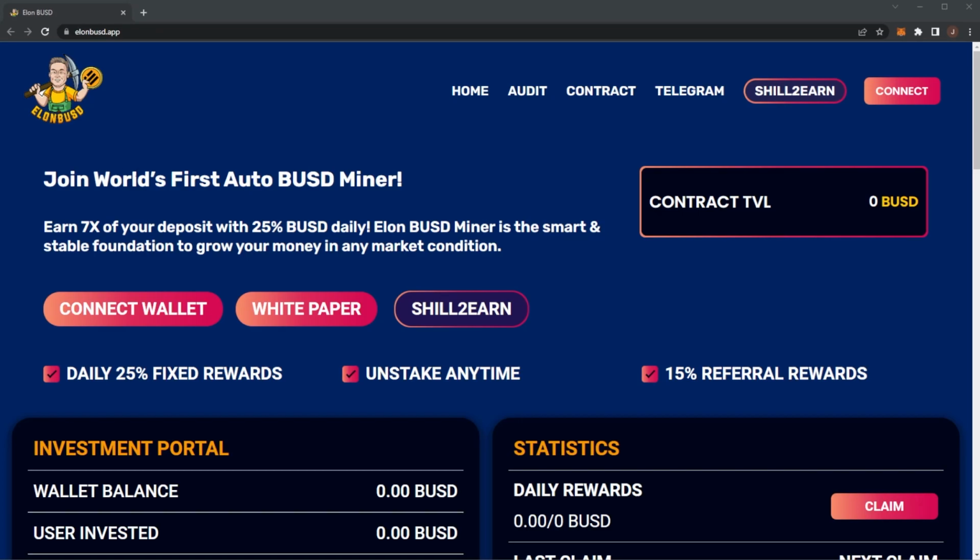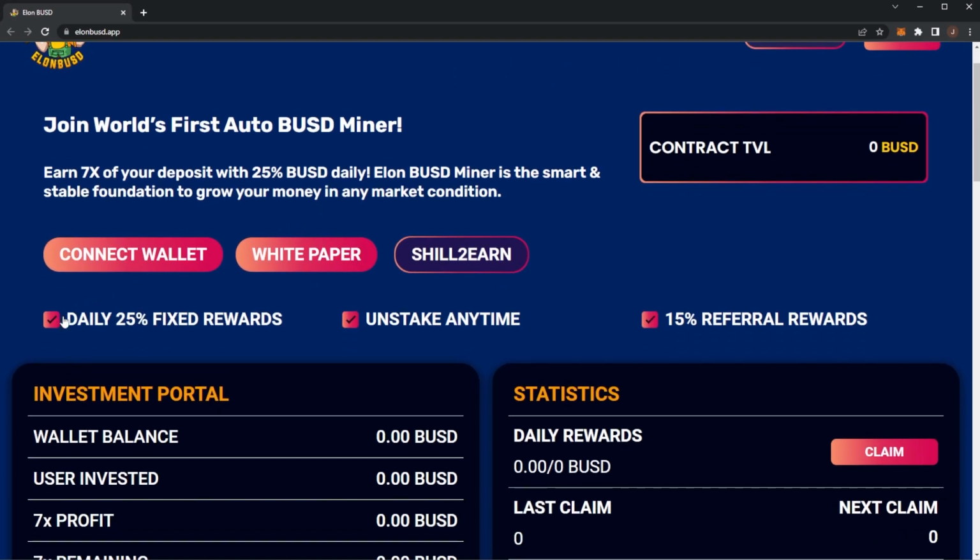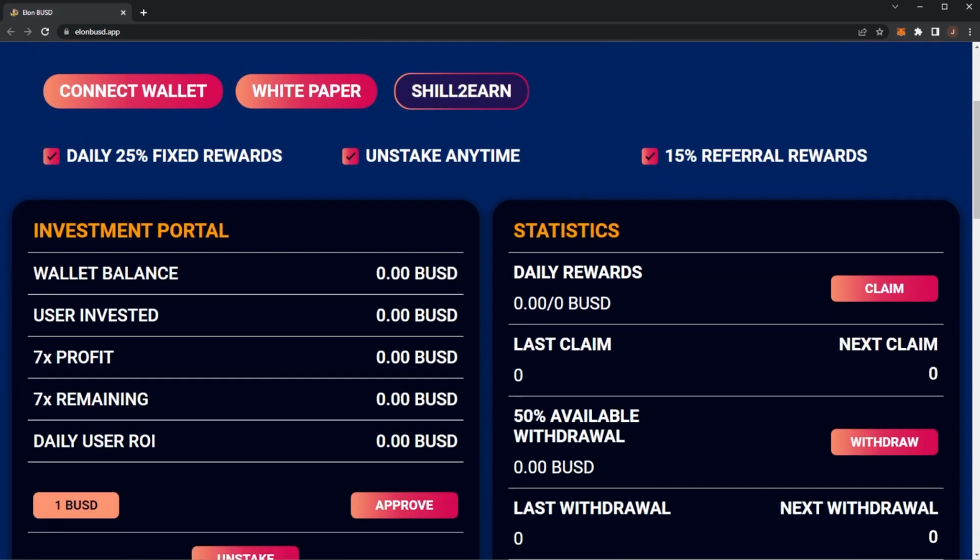So as we can see, join the world's first auto BUSD miner. Earn 7x of your deposit with 25% BUSD daily. Elon BUSD Miner is a smart and stable foundation to grow your money in any market condition. We can see daily 25% fixed rewards, unstake anytime, and 15% referral rewards.